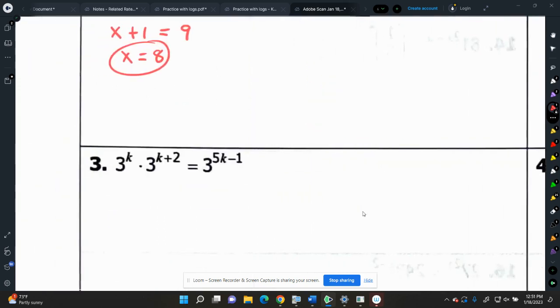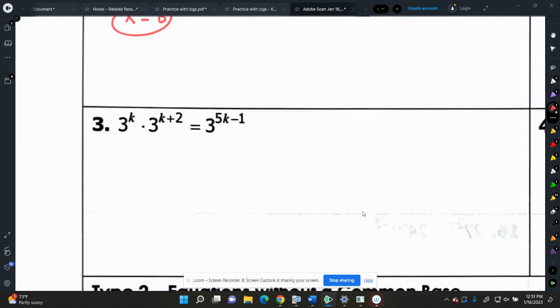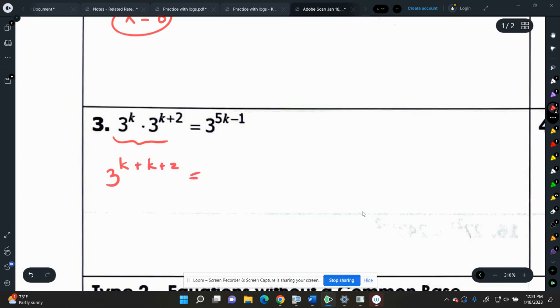Okay, getting a little harder. What do we have to do now? Add the k's together. Yes, simplify this side first. So this is written as 3 to the k plus 2 equals 3 to the 5k minus 1. So 3 to the 2k plus 2 equals 3 to the 5k minus 1.